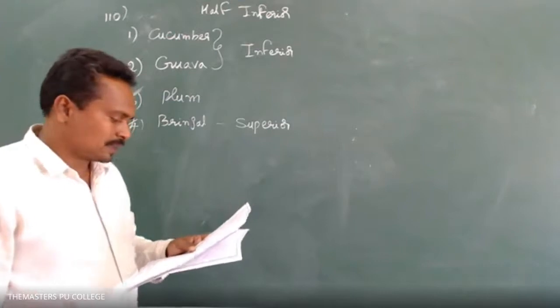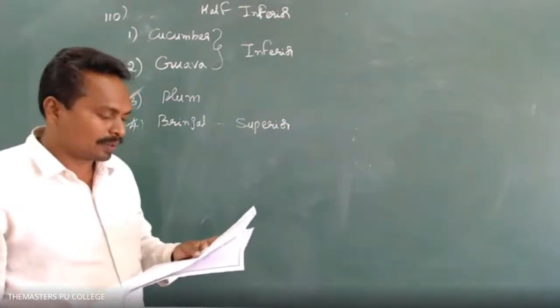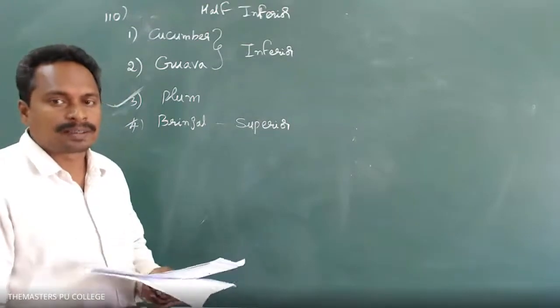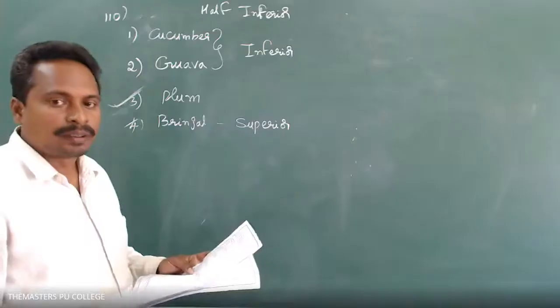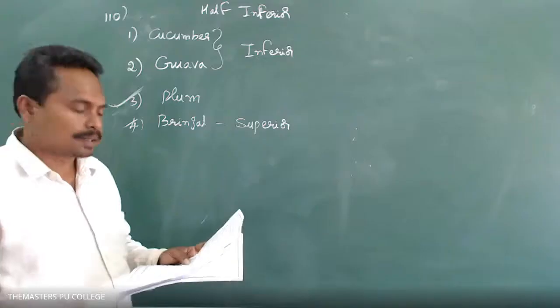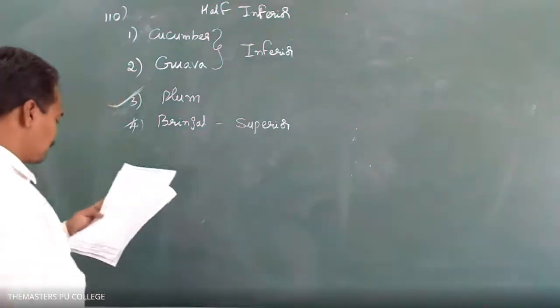So here they ask about ovary inferior in the flowers of plum. What are the other examples as per NCERT? The given examples: rose, ovary inferior, peach, ovary inferior. Rose. Very good. And peach. Very, very good. Next.